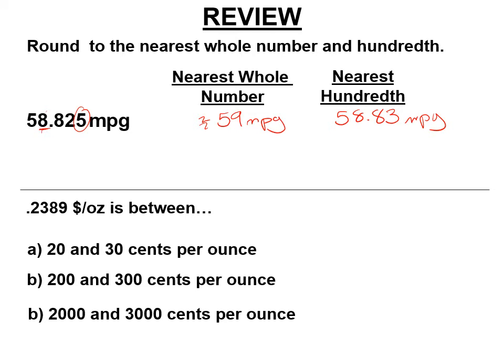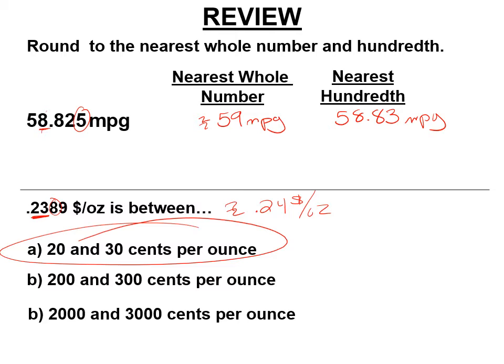So how much money is that? Well, that's cents, it's around 23 cents, but we look at the 8 and we're going to say this is approximately 24 cents per ounce. So which one is it between? It's between 20 and 30 cents per ounce.